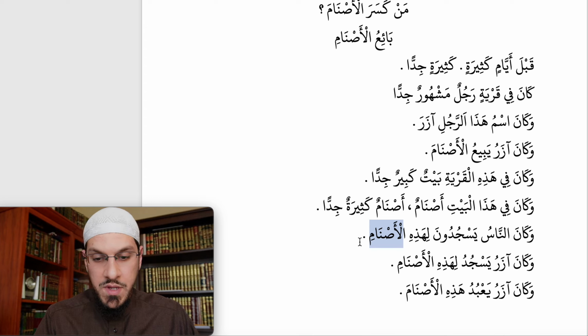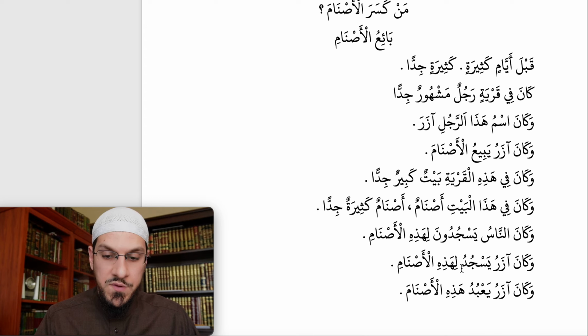وكان آزر يسجد لهذه الأصنام. And Azer used to يسجد, he used to prostrate لهذه الأصنام. He used to prostrate to these idols. وكان آزر يعبد هذه الأصنام. And Azer used to worship. عبد يعبد, to worship something. Azer used to worship these idols.